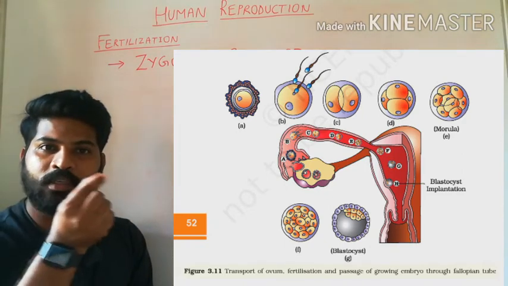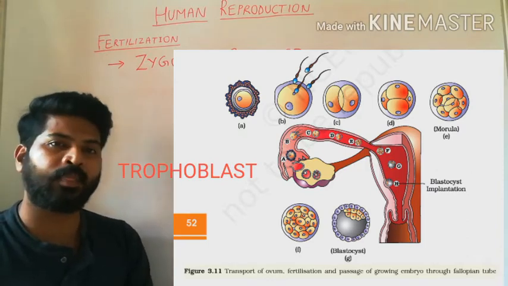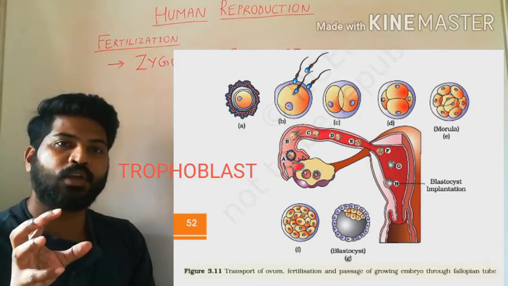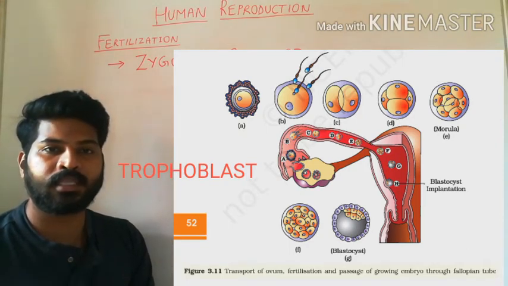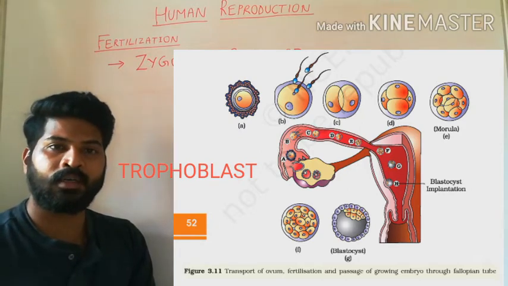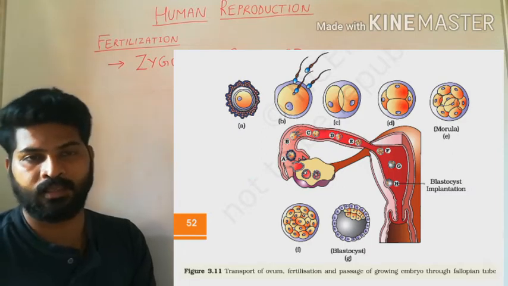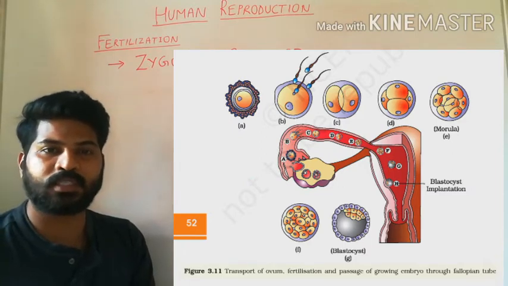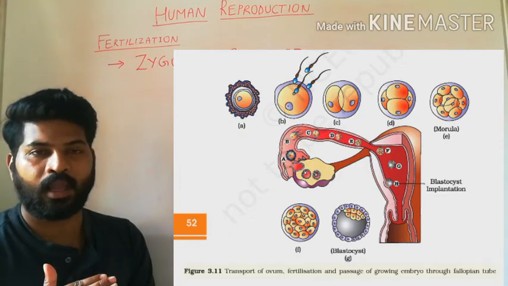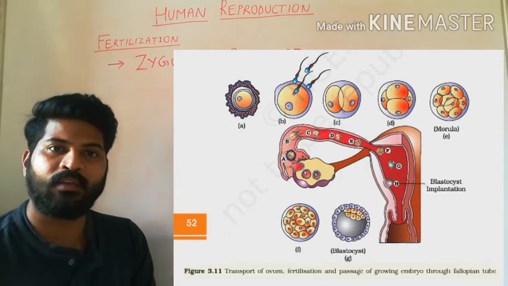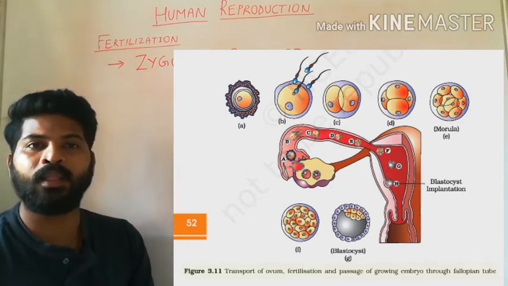The outermost layer is called the trophoblast, as seen in the diagram. Then there is a mass of cells within the trophoblast called the inner cell mass. The empty cavity is called the blastocoele. This blastocyst will now travel down the uterus, and it will then attach itself to the inner wall of the uterus, the endometrium layer.